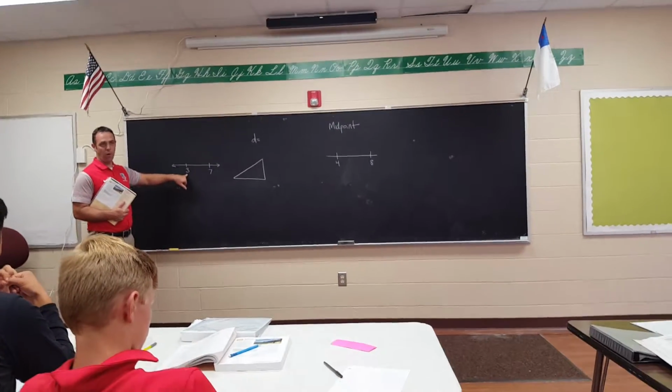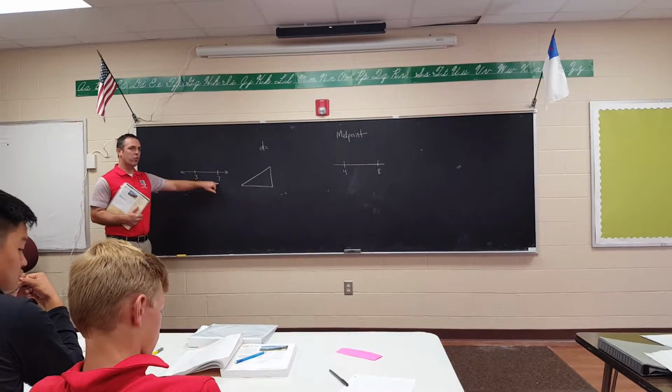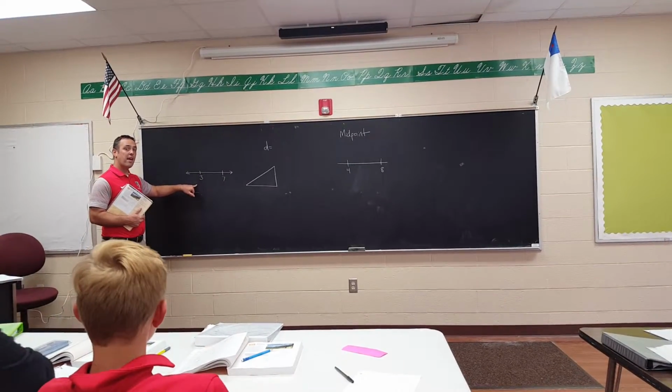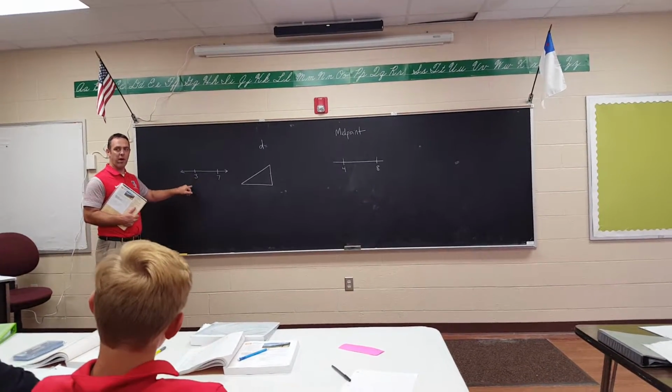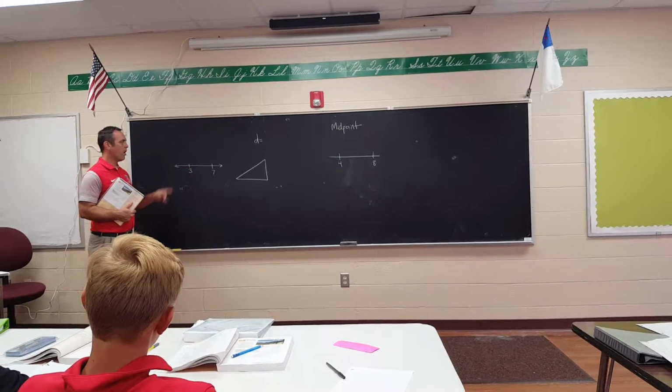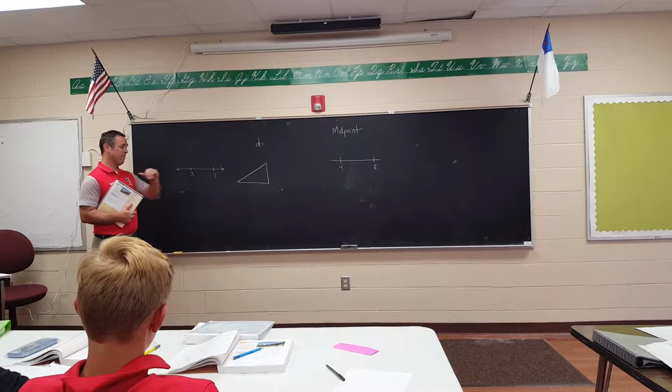It would be negative 4, right? So to find the distance, we subtract, but then we have to take the absolute value. That way I can subtract them either way. All right, so now the distance formula.